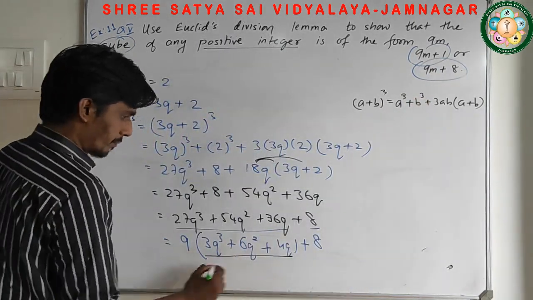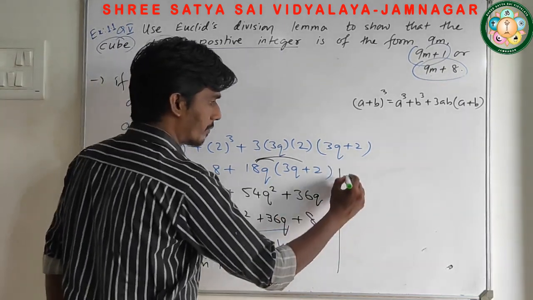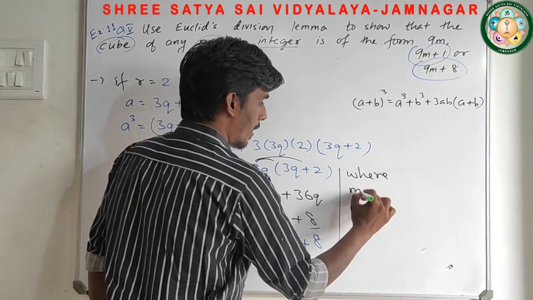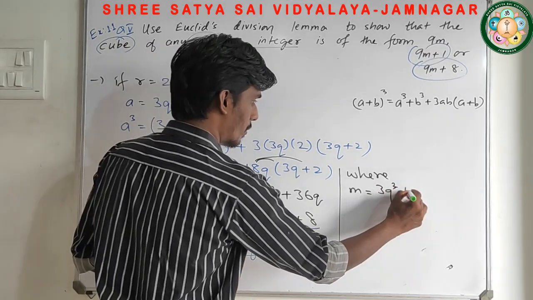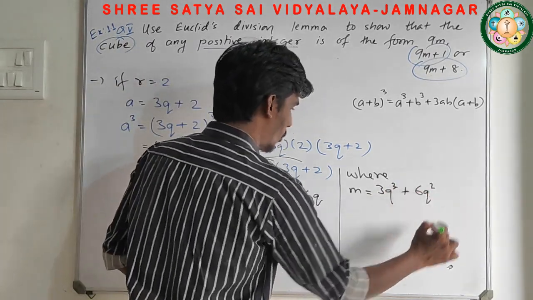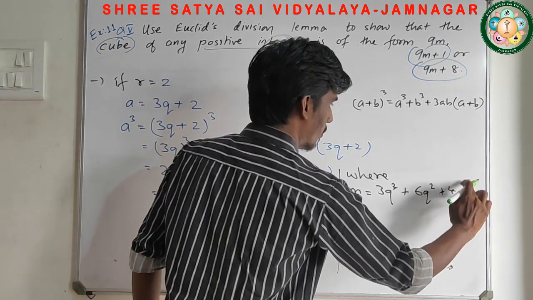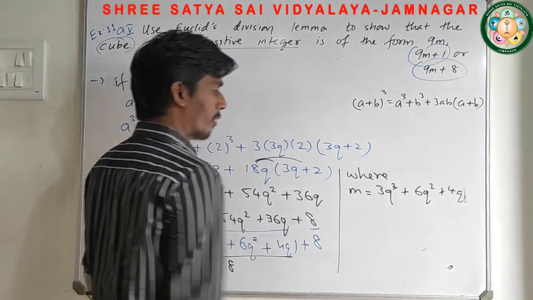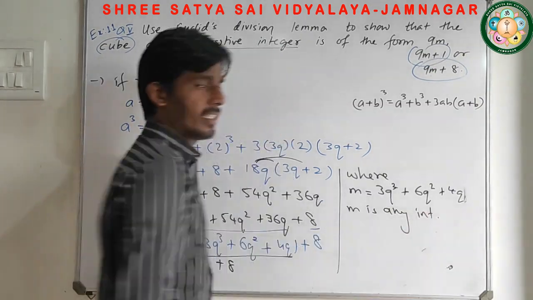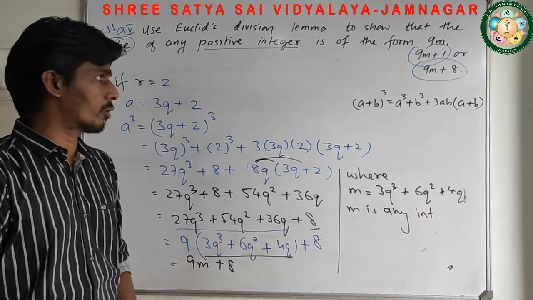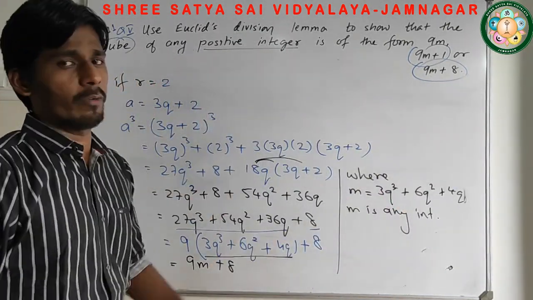So I'm going to take this 9 into m plus 8, where m equals to what? 3q cube plus 6q square plus 4q, where m is any integer. So this is the way I got the third condition also. Then finally always you have to write the final statement from the question. जो क्वेश्चन में होता है वो स्टेटमेंट लिख देना.